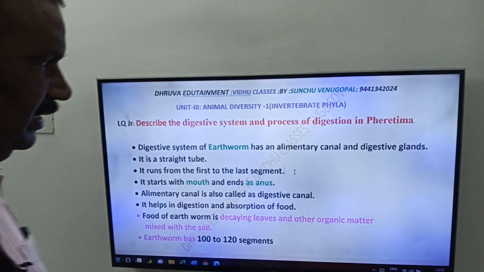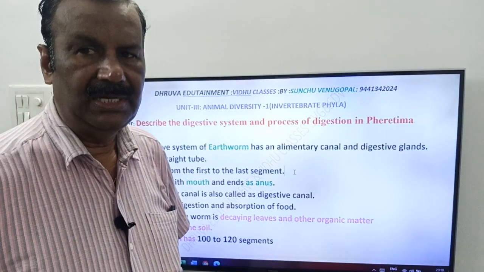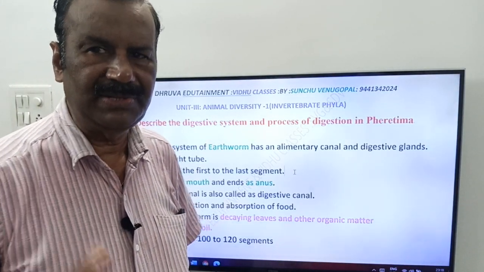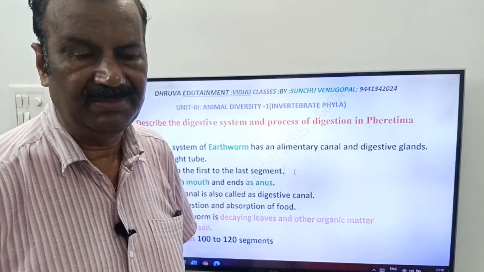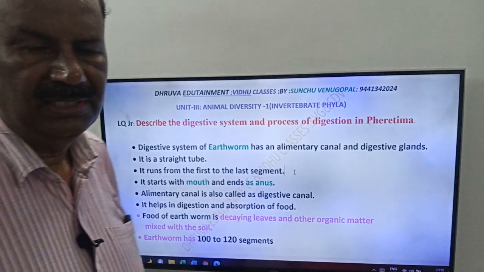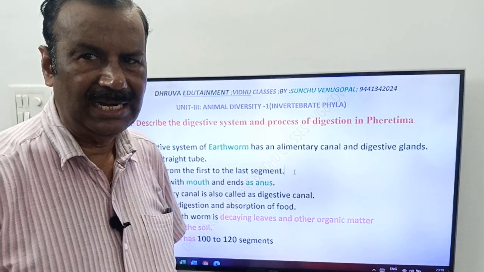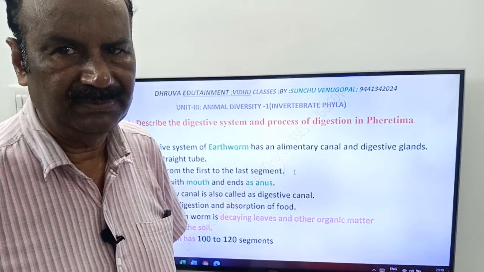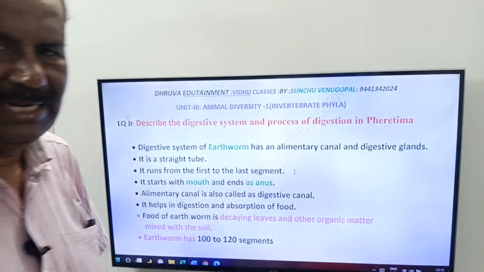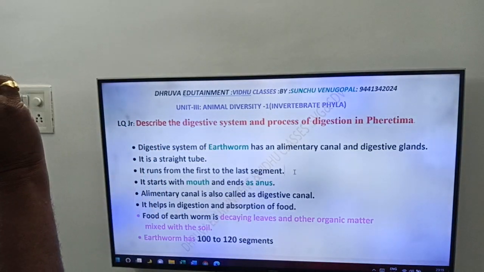See, friends, the digestive system of Pheretima. Pheretima means earthworm; it is a scientific name. The digestive system of Pheretima has two parts, friends: one is the digestive canal and the other is the digestive glands.